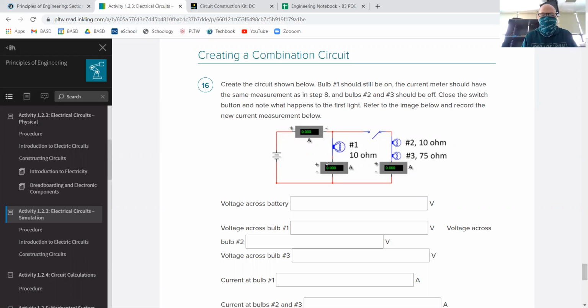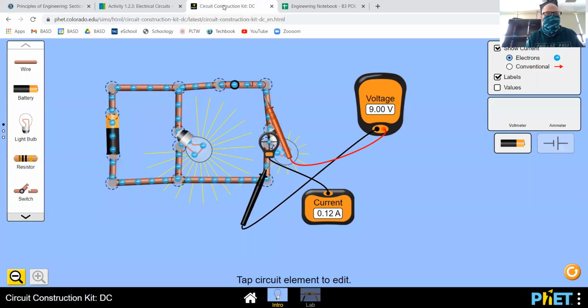And so what we're going to do is take this circuit. They have some information about a bulb and step 8, which is above. I'll just do it again, I guess. Bulbs 2 and 3 should be off. Close the switch and note what happens to the first light. Rearrange the image. So basically, before we do any of that, we need to make this circuit on the simulation, which is PhET, Physics and Engineering Technology, I think is what it stands for, from the University of Colorado.